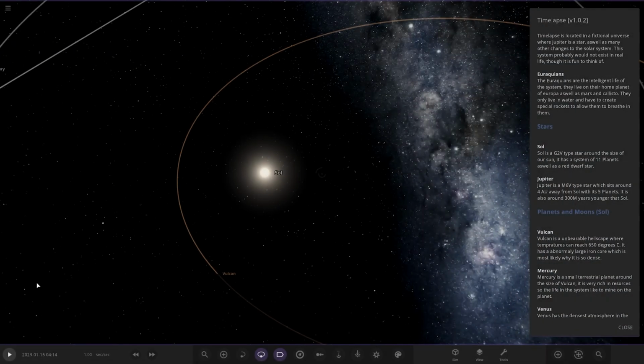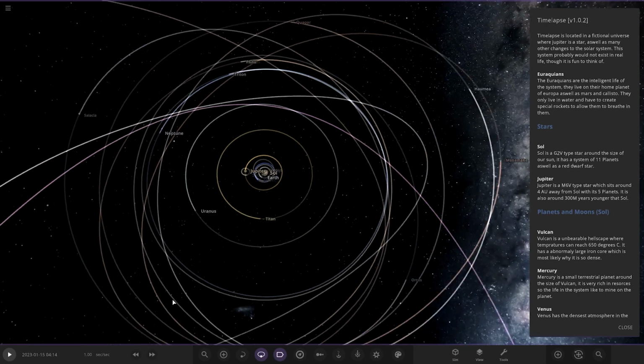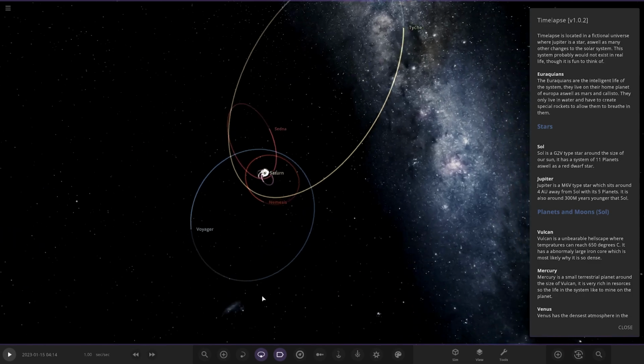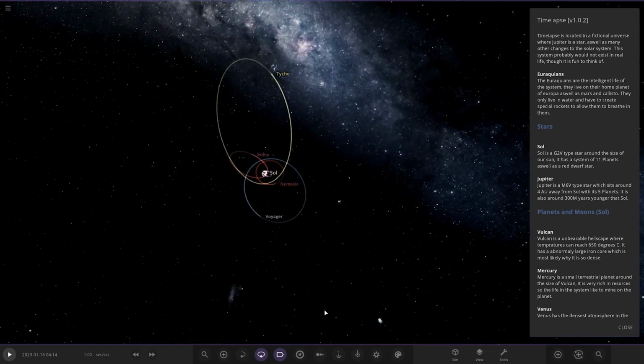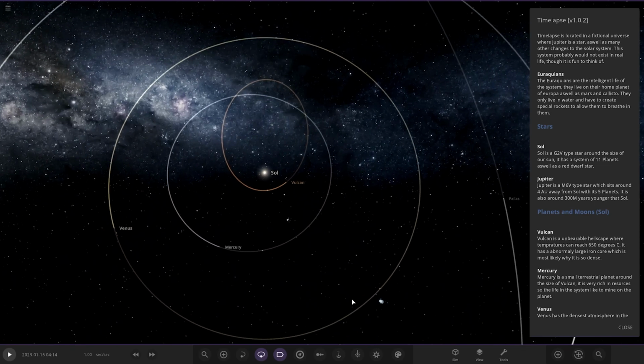Okay. Right. Time-lapse is located in a fictional universe where Jupiter is a star. How has no one ever done one like this before? Interesting. Very interesting. Let's see what this is all about then. So, this system probably would not exist in real life, although it's fun to think of. Well, if Jupiter did collect a little more mass to become a star, it could have been a whole different solar system we ended up with.